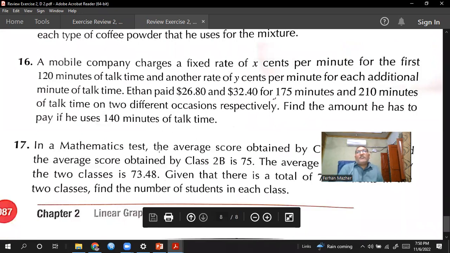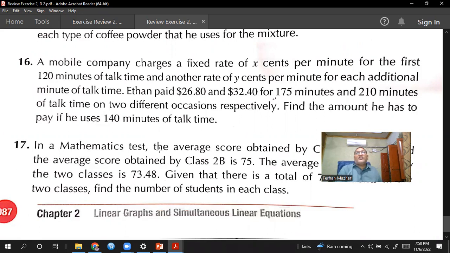Question number 16 from review exercise 2 of chapter 2 from the D2 New Syllabus Mathematics 7th edition. A mobile company charges a fixed rate of X cents per minute for the first 120 minutes of talk time, and another rate of Y cents per minute for each additional minute of talk time. Ethan paid $26.80 and $32.40 for 175 minutes and 210 minutes of talk time on two different occasions, respectively. Find the amount he has to pay if he uses 140 minutes of talk time.